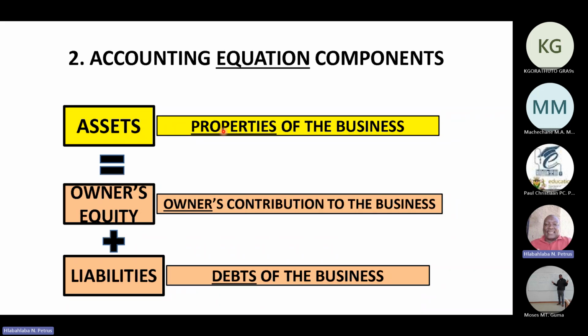Assets, I've said, is the properties of the business. Owner's equity is owner's contribution to the business. That is why we refer to it as owner's equity. Whatever the owner is contributing to the business, it will form part of owner's equity. Liabilities are the debts of the business. We don't say the debts, but we refer to it as liabilities.